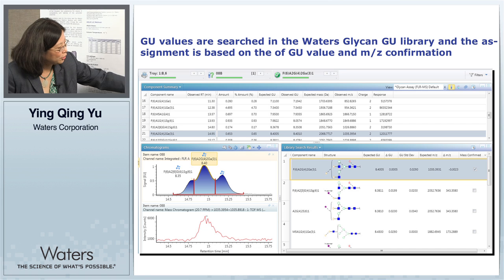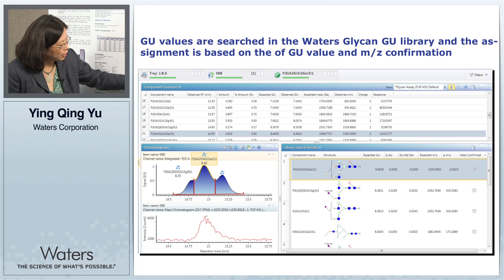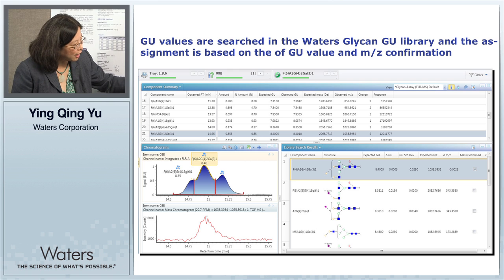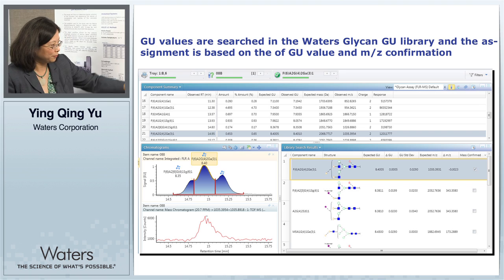In addition to the library search in this review panel from UNIFI, you also get the processed alpha-R chromatogram, and also the extracted ion chromatogram of the highlighted glycans. So this is very information rich.